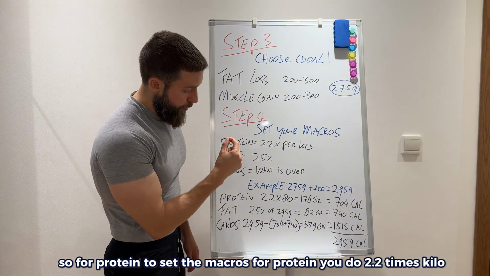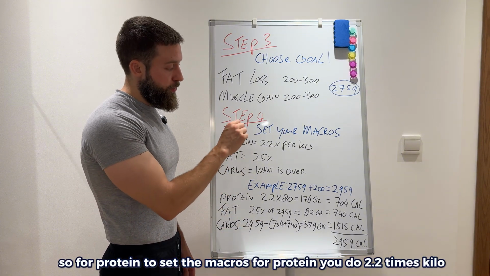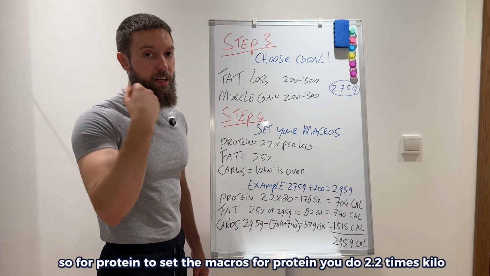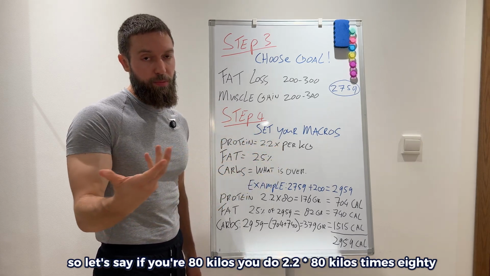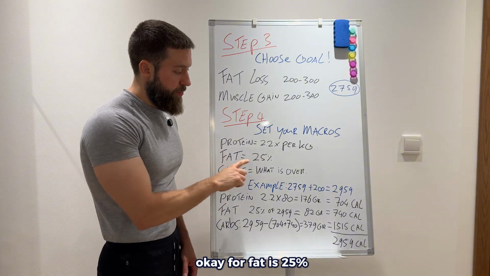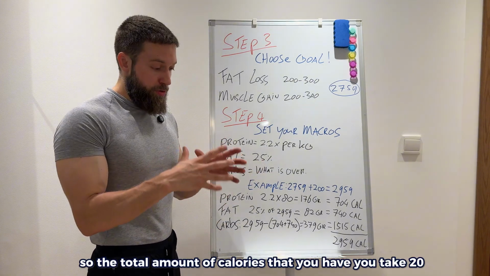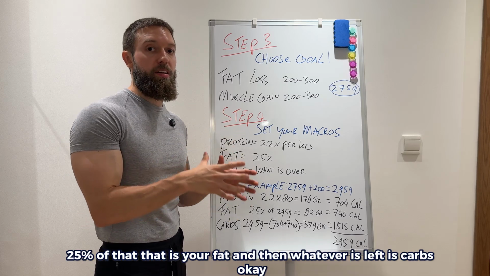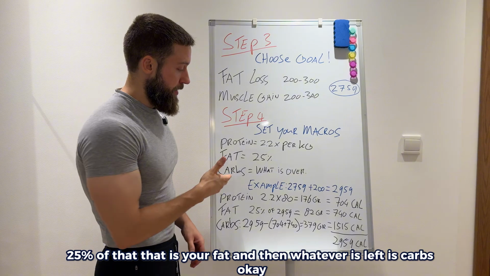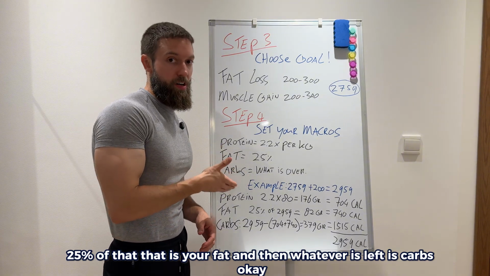To set the macros for protein, you do 2.2 times your weight in kilos. So let's say you're 80 kilos, you do 2.2 times 80. For fat, it is 25%. So the total amount of calories that you have, you take 25% of that, that is your fat. And then whatever is left is carbs.